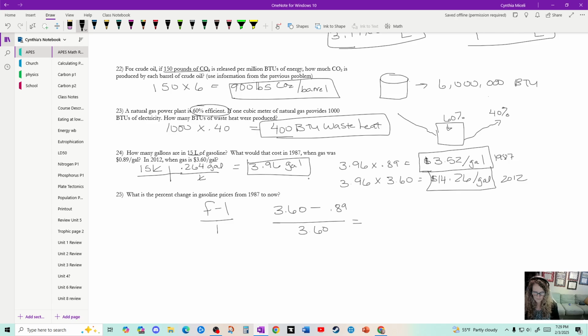Wait, what did I do? It's initial. Hold on. This should be 0.89. Silly, silly lady. At least I caught it. Okay, divided by 0.89. So it's 304%. It's a 304% increase. That's insane. Now, you could have used these numbers as well. Same ratio, and so you actually would have got the same answer. So either way is okay.